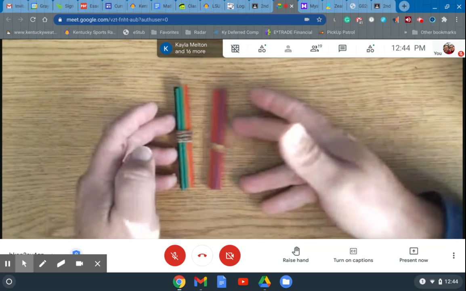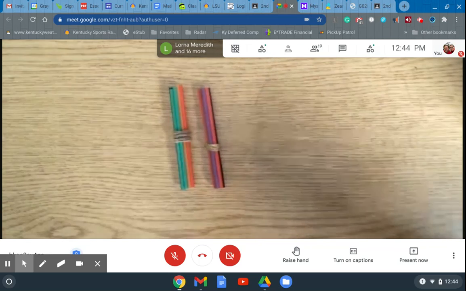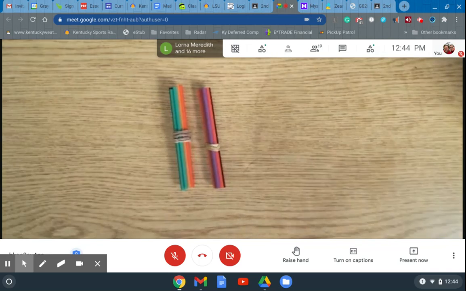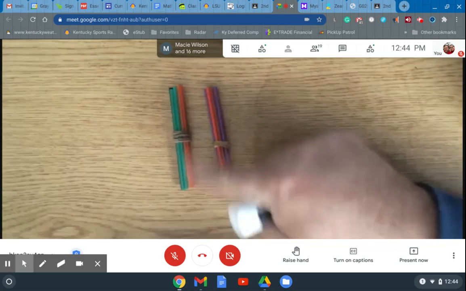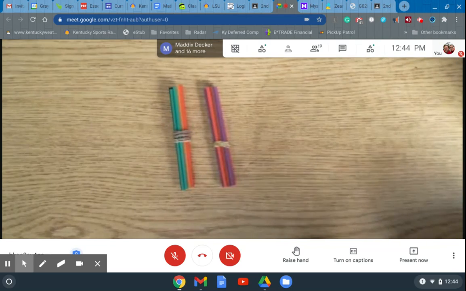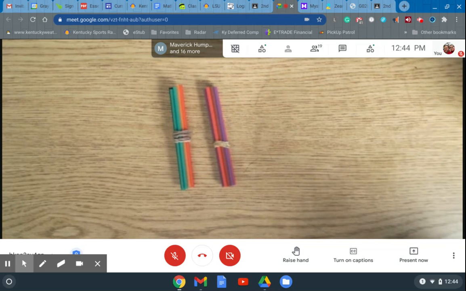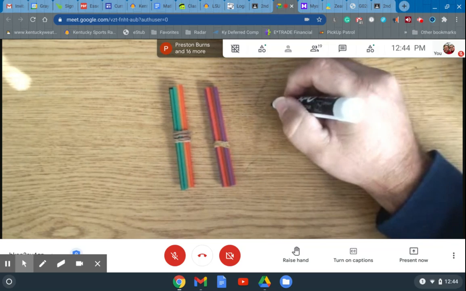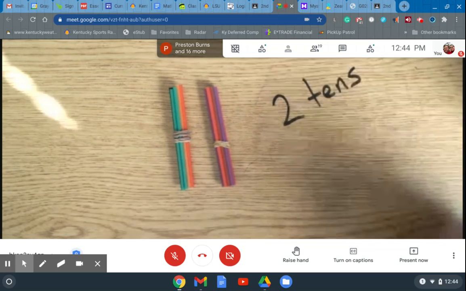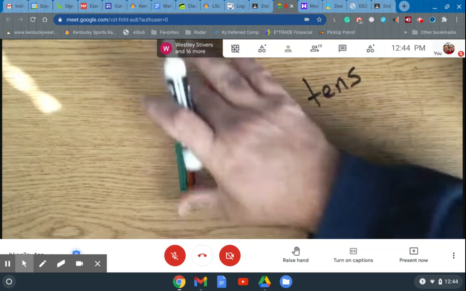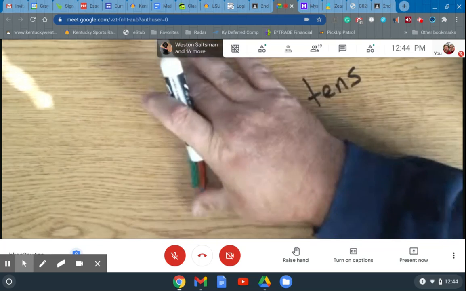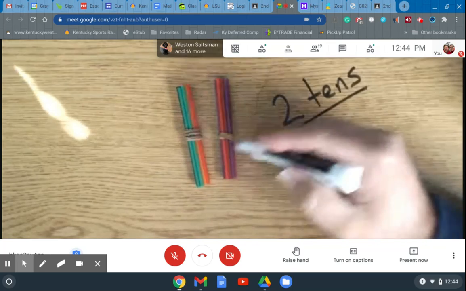I'm going to put them together. Okay, you've got to listen to my question, okay? My question is, what does it look like? What does this look like? Wesley, you have to unmute. It looks like 2 tens. Exactly, great job. 2 tens. Okay, that's what it looks like. If I told you to get a 10 and put it here and put it there, it would be 2 tens. And that's exactly what that looks like.